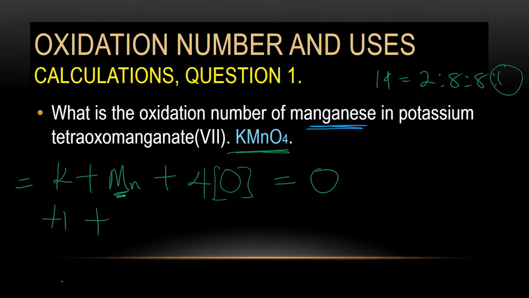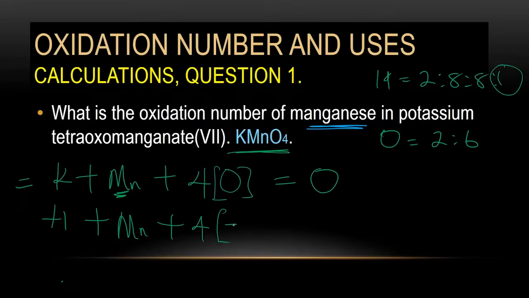Now calculate the oxidation number of Mn. We don't know it because that is a transition element. So Mn, plus 4 oxygen. Now what's the oxidation number of oxygen? Oxygen is 2:6, so it's accepting 2. That means oxygen has a charge of -2, and that charge is the oxidation number of oxygen, -2.